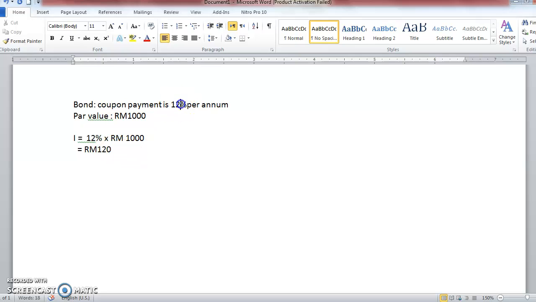I'm changing this one again, 14.5% per annum. So this one will be how much? 14.5% times RM 1000, so you will get 145, right? So I hope you understand how to calculate the I, or the one in your textbook is mentioned as CR times par divided by M.